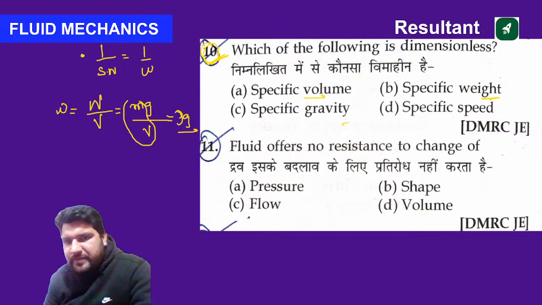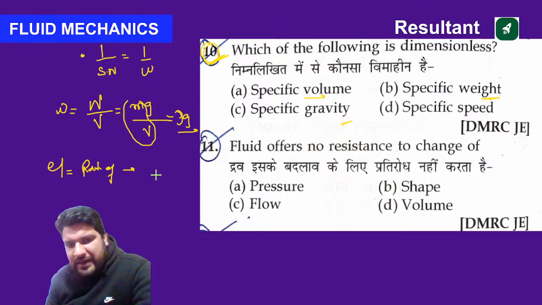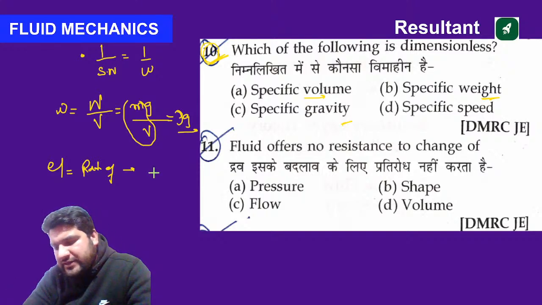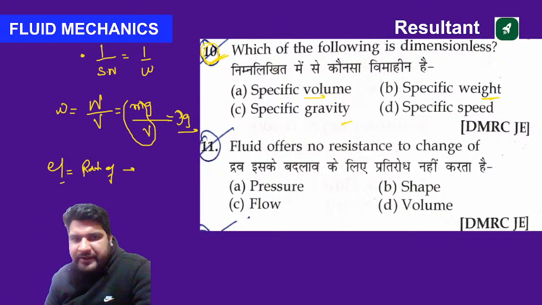If we are looking at specific gravity, denoted by G, it is the ratio of relative terms. It is the ratio of unit weight or mass density of the fluid to that of the standard fluid. So it should be dimensionless. No unit for the specific gravity.